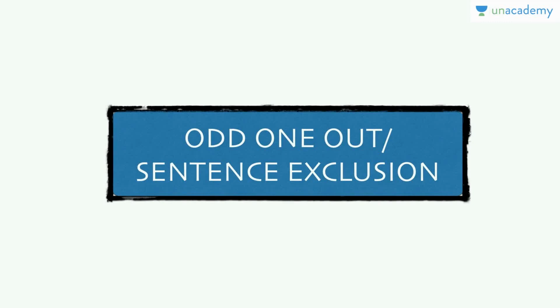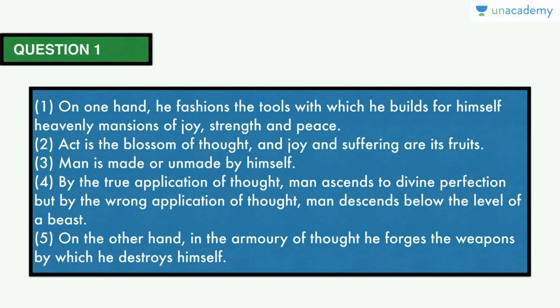This is lesson 4 on odd one out, sentence exclusion. Let's get started with question number 1. Fashions the tools, acts of blossom, suffering fruit, man is made or unmade by himself, true application of thought, destroys, wrong application. Let's read it properly. So it talks about something about creation by man.